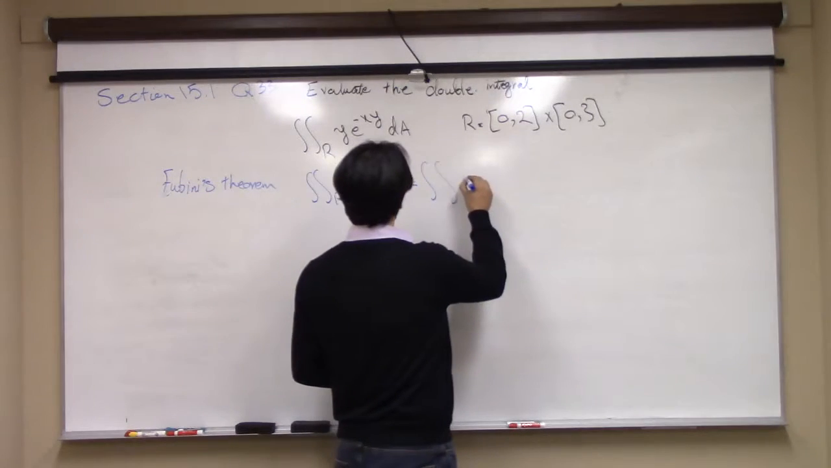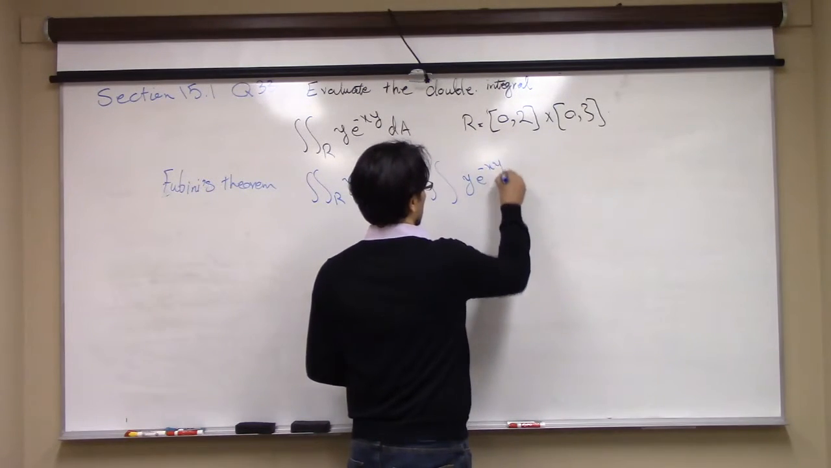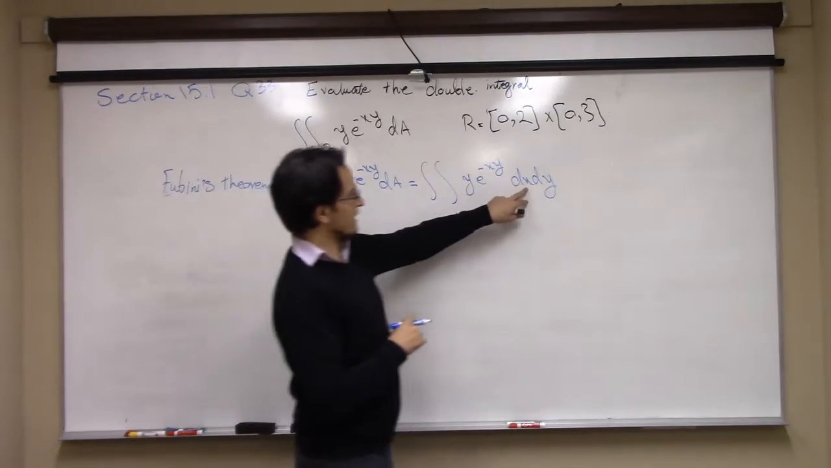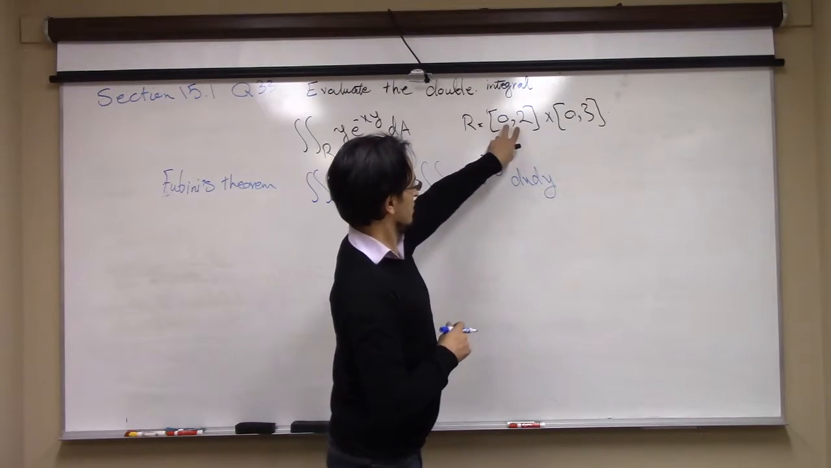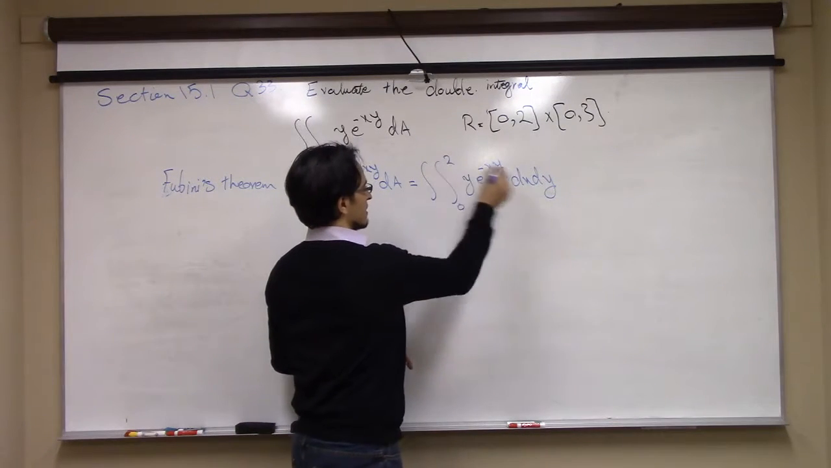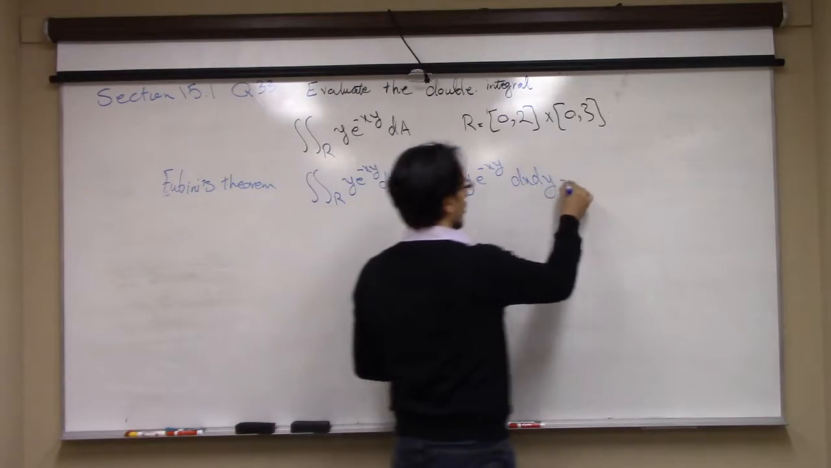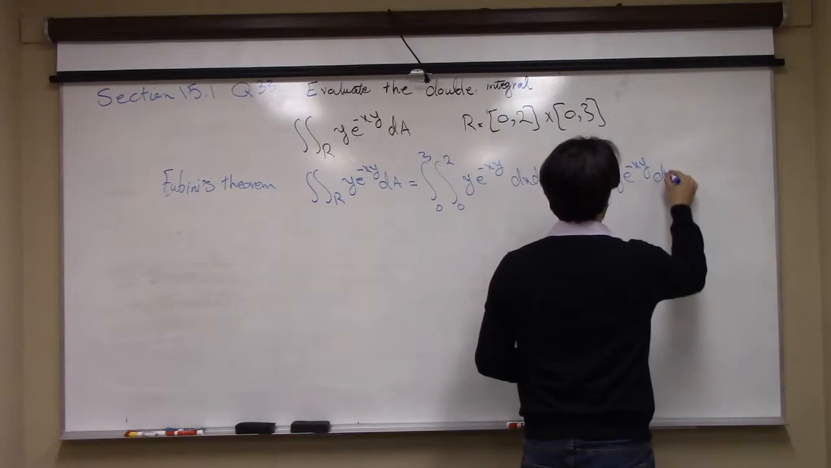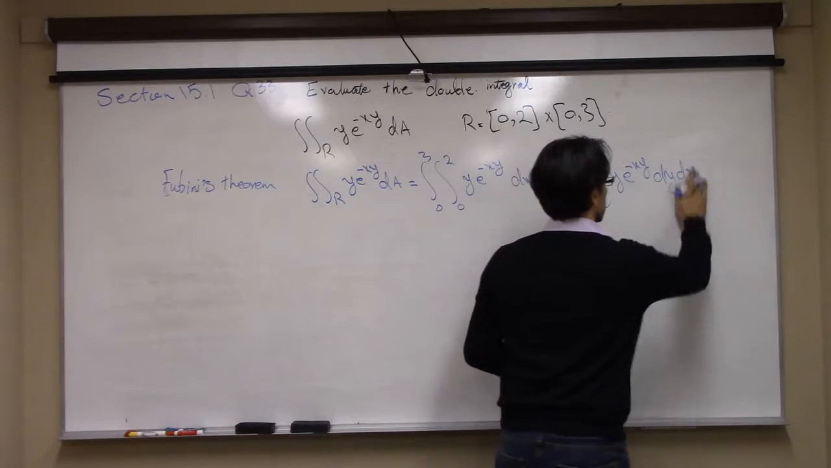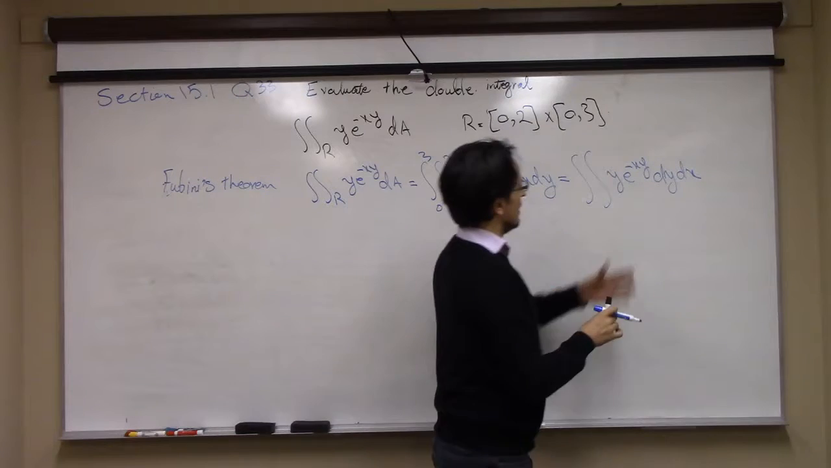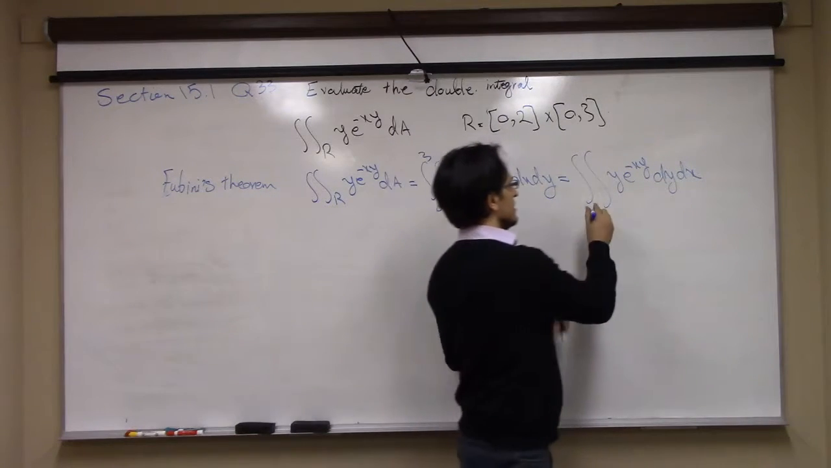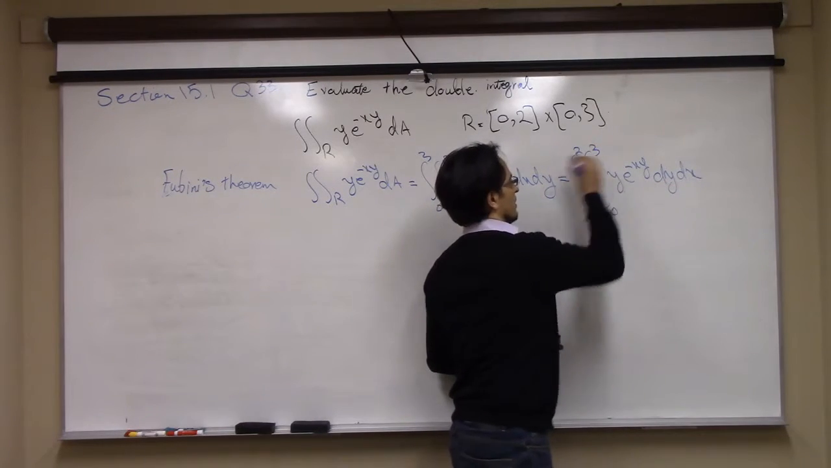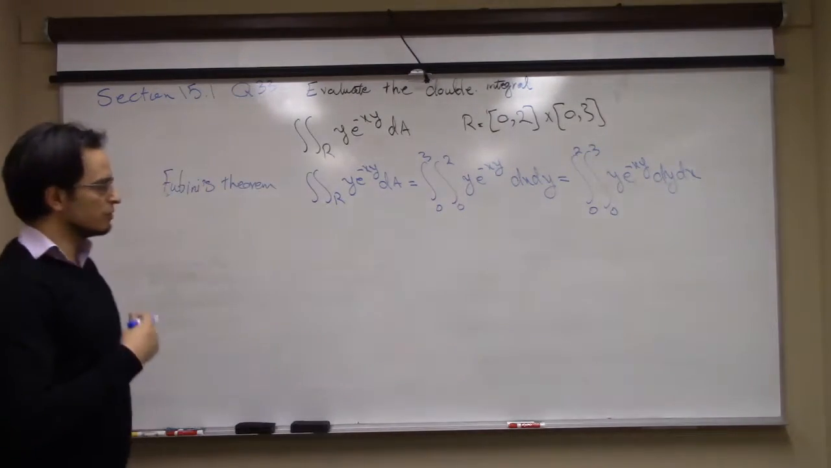So you either do x first, then y. So if x is first, then y. These are boundaries for x, these are boundaries for y. Or you can do y first, then x. Again, boundaries for x are these, boundaries for y. So you either do that or that.